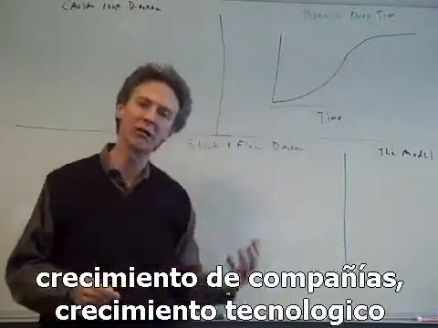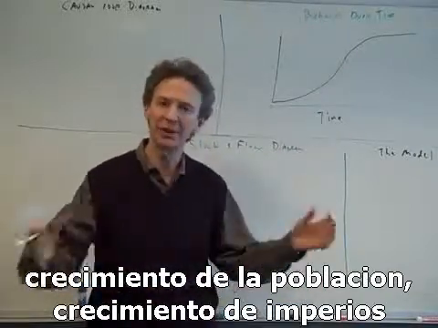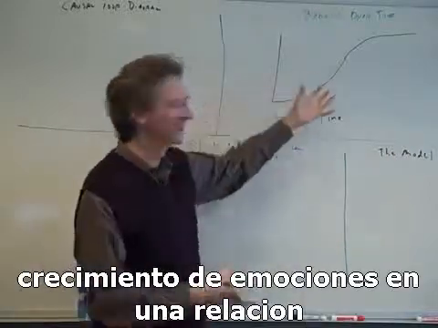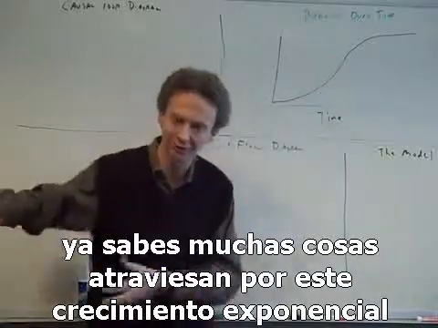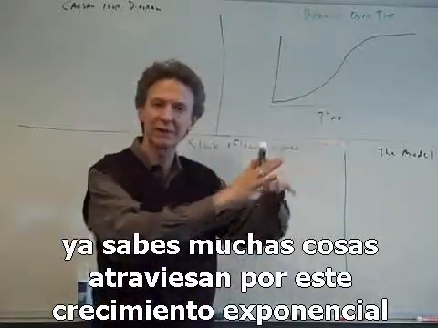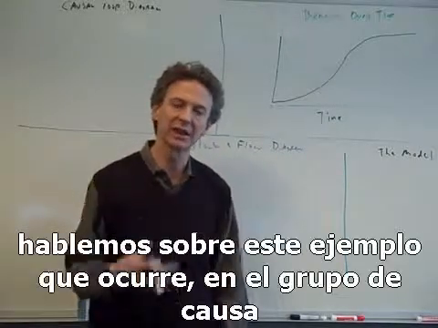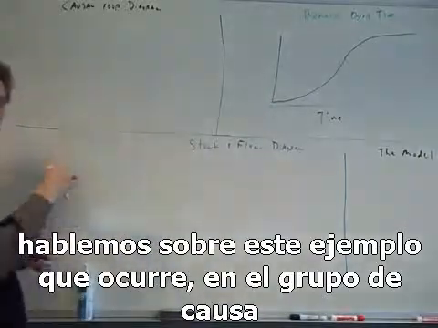And you could look at growth of companies, adoption of technology, growth of populations, growth of empires, growth of emotion in a relationship. A lot of things go through this sort of early exponential growth and then a slowing down and a leveling out. So let's talk about at least one example of that occurring as a causal loop.